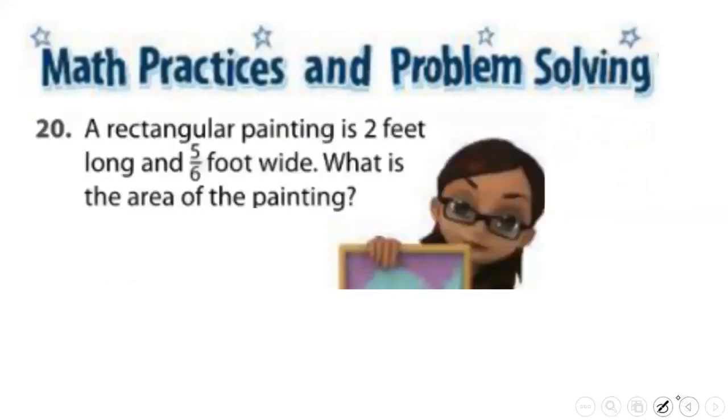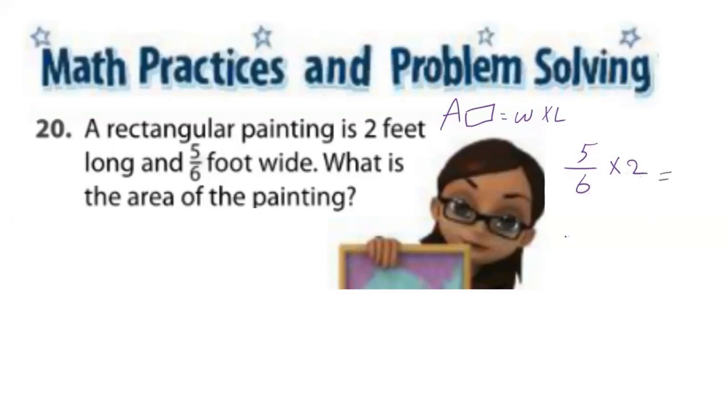A rectangular painting is 2 feet long and 5 over 6 foot wide. What is the area of the painting? The area of the painting equal the area of rectangle. The area of rectangle equals what? Equals width by length. It means to multiply 5 over 6, multiply it 2. Okay, I can abbreviate. No, there is no relation. I can't divide 6 over 2 if it's 2 over 6. If it's 6 over 2, it's gonna be, but 2 over 6 can't be.